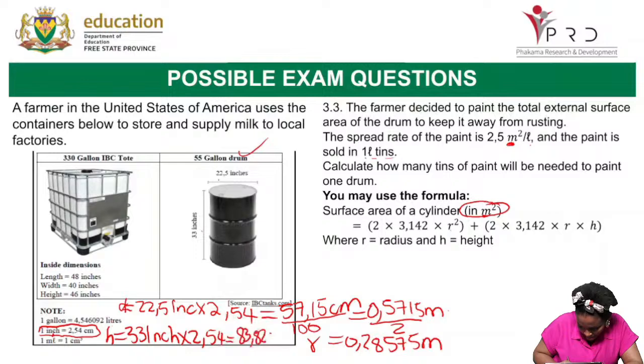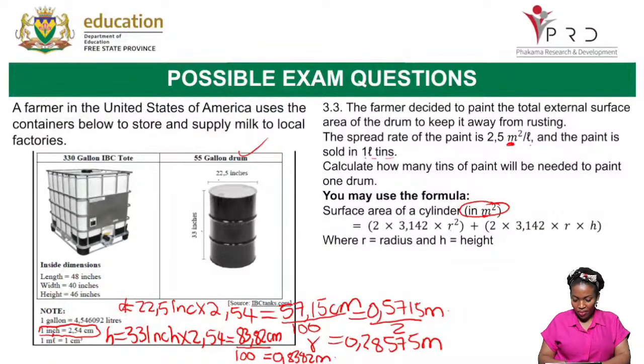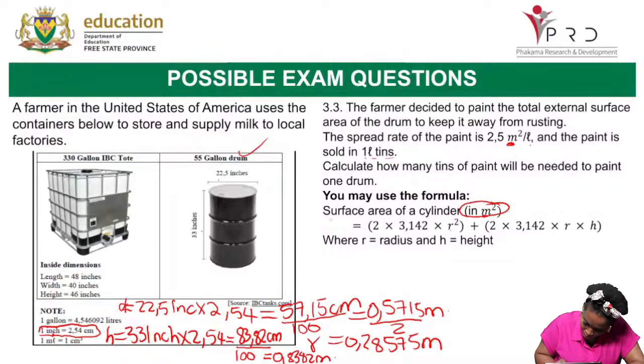But remember, this is centimeters. So to convert it to meters, you will divide by 100 to get 0.8382 meters. So this is the height. I apologize for the space. I really do not have enough space now.